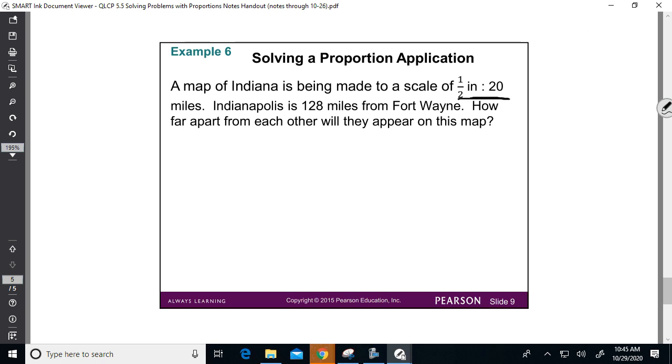So when they give you a scale, they're telling you how to set up one of your fractions. So they're giving you a setup for free. A half inch represents 20 miles, so that's 1/2 inches over 20 miles. So they give you one setup for free.